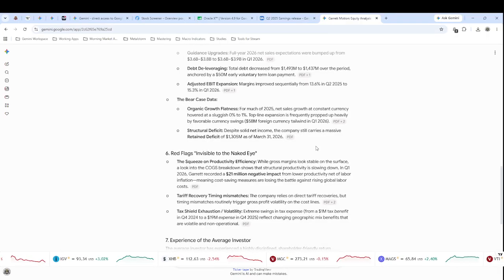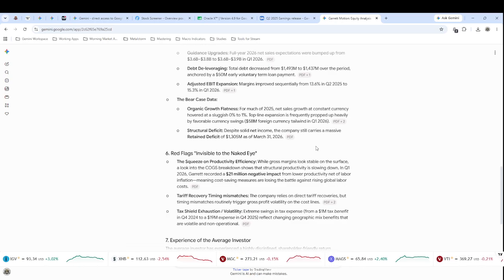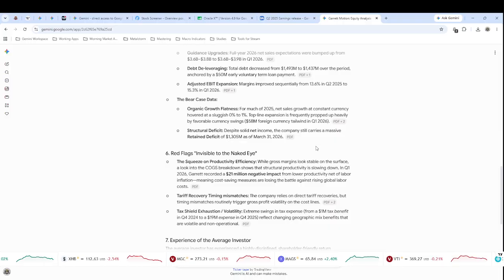However, organic growth is flat and they're in a structural deficit. Despite solid net income, the company still carries a massive retained deficit. So these are your retained earnings and whatnot, right? Okay. Got you.